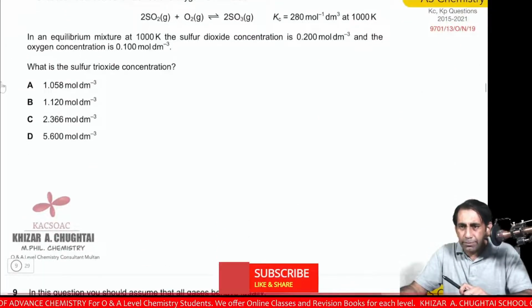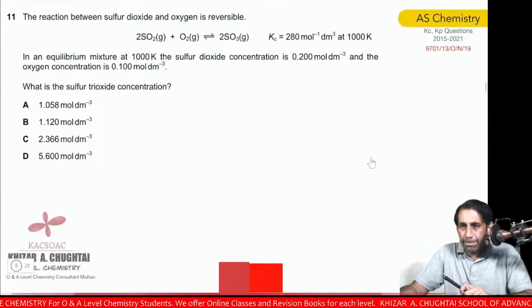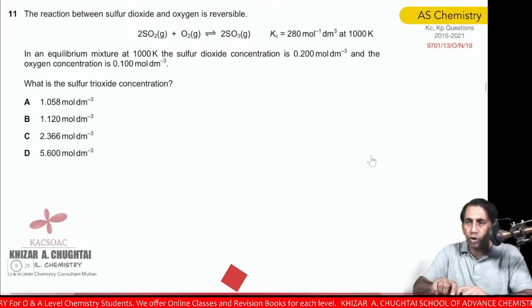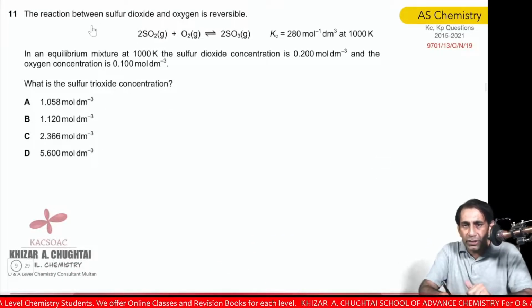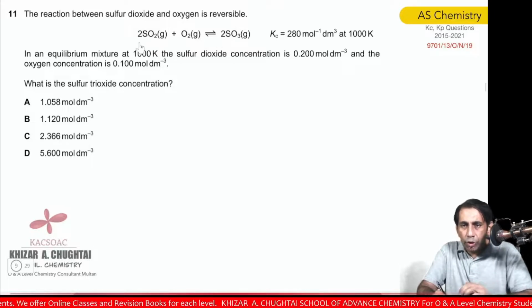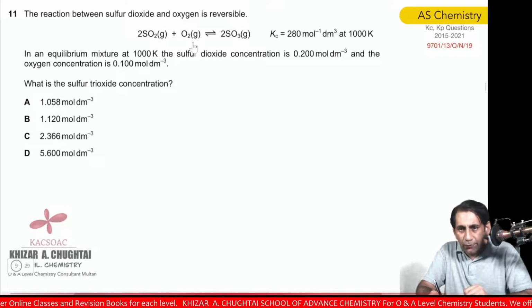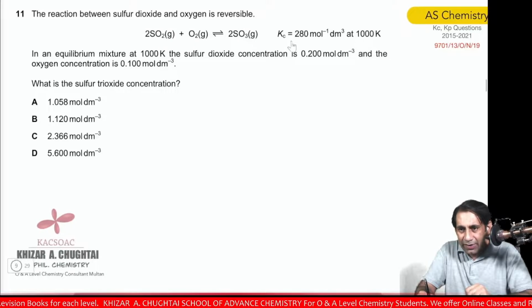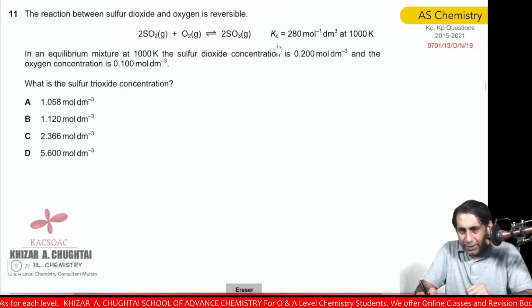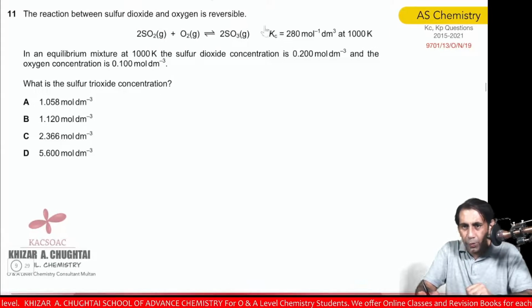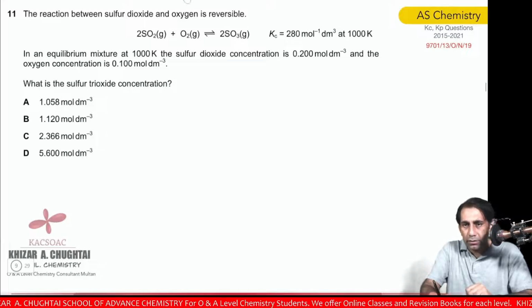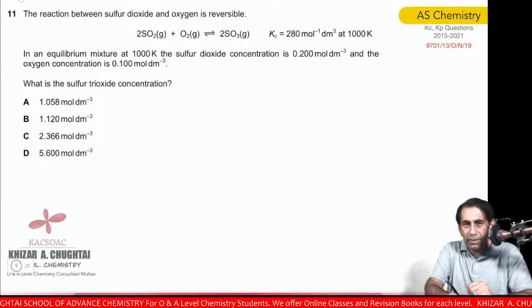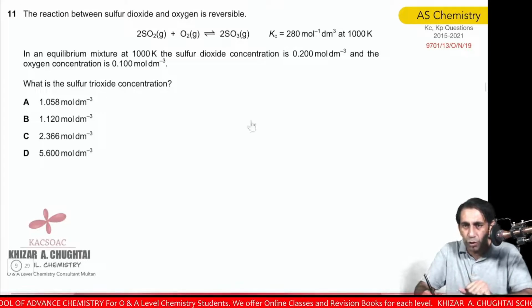The next question is taken from October/November 19. The reaction between sulfur dioxide and oxygen is reversible: 2 moles of SO2 plus 1 mole of O2 goes to 2 moles of SO3. This time the answer of Kc is given, which means this question is quite easy to solve.